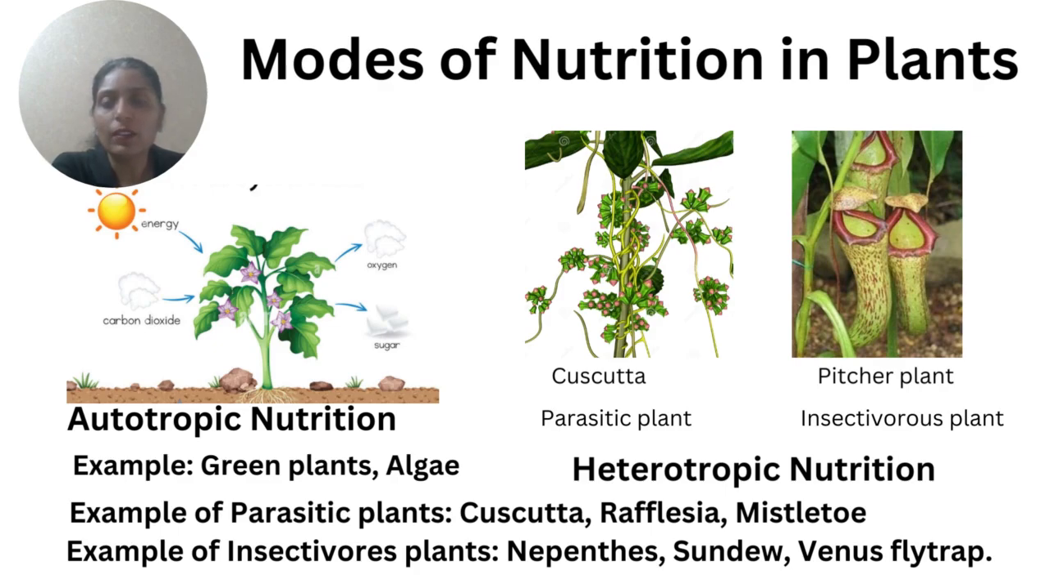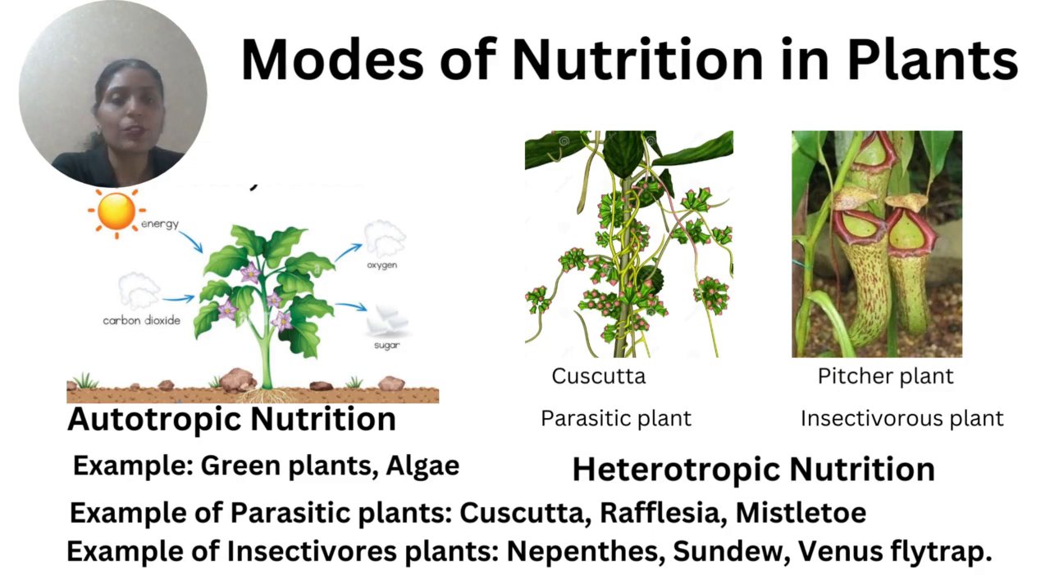Auto means self, so such plants are self dependent. They take solar energy and carbon dioxide from atmosphere, water from the roots, and do photosynthesis. This way they generate glucose and release oxygen out. So they are self dependent, means they don't depend on any other source or any other organism for their nutrition. These include, for example, green plants and algae.